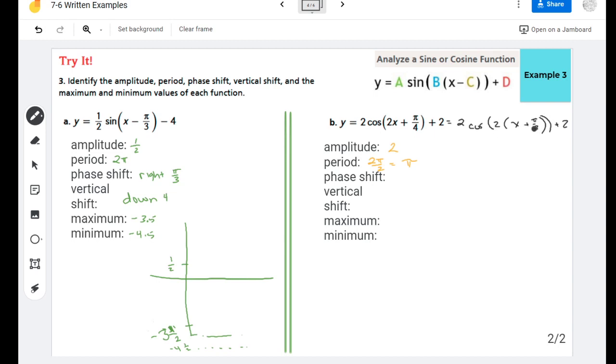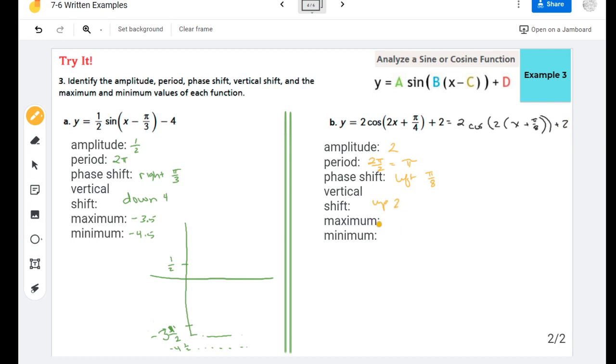Alright, so now I can identify that phase shift is actually pi over 8, not the pi over 4 that's there. See, they tried to trick you. And so that plus is telling you it's left by pi over 8. Now the vertical shift, that's the 2 that's being added here, so it goes up by 2.